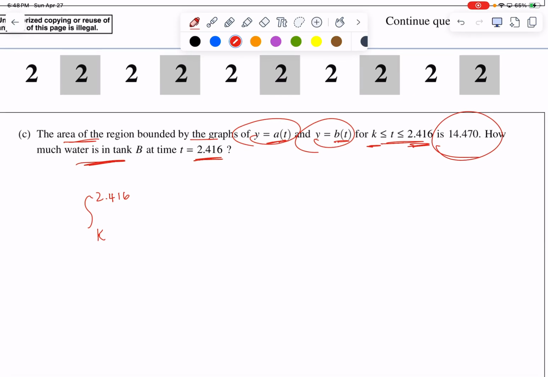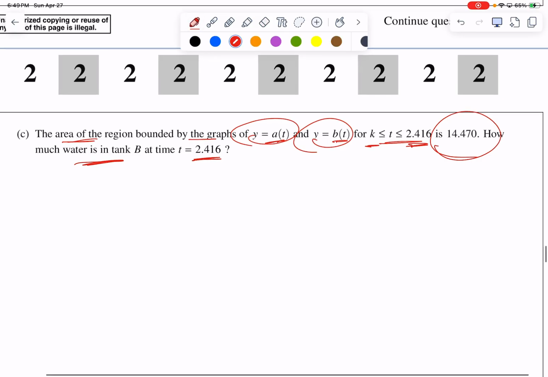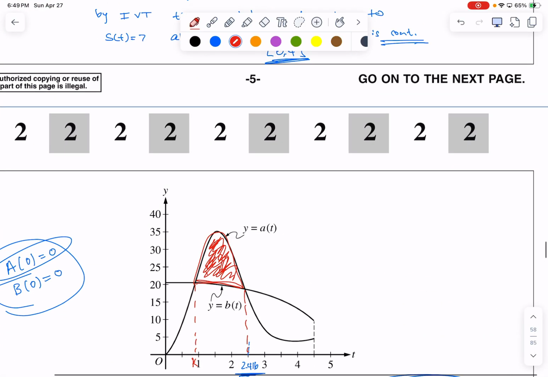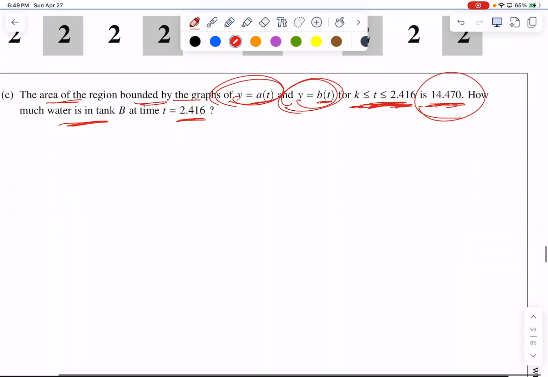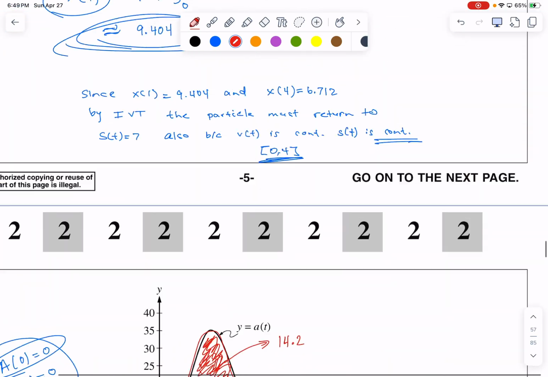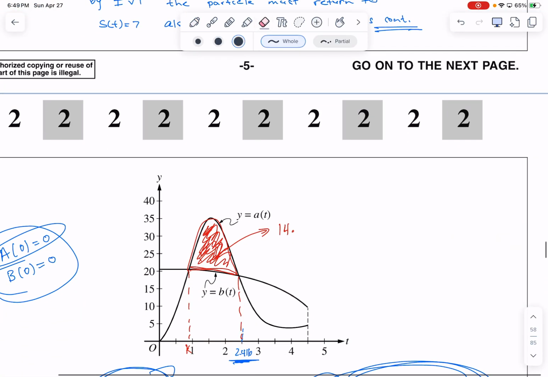Okay, cool. Here we go. So, here's what we're going to do. Let's just think about this a second. So, here's what they're asking. They're saying the area bounded by the graphs of A of T and B of T from K to 2.416 is this. So, I'm going to go back up there. This right here is 14 point what? No, what is it? 470. You were way off there, kid. 470.